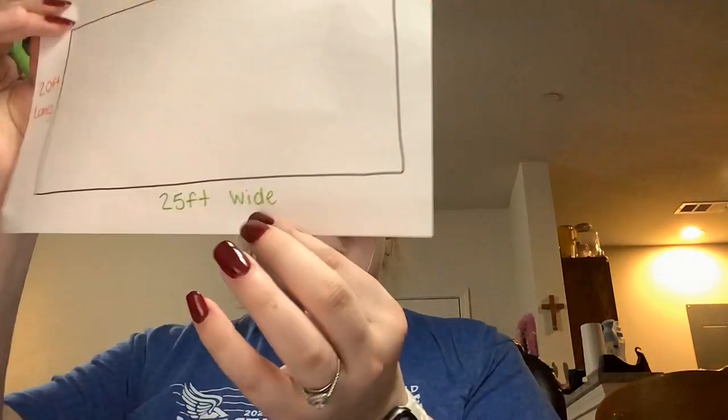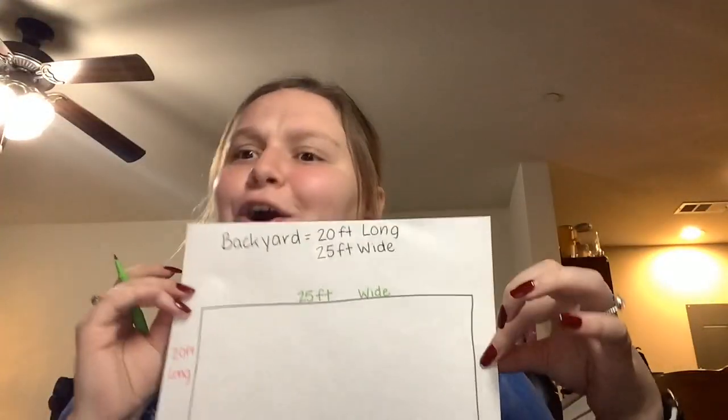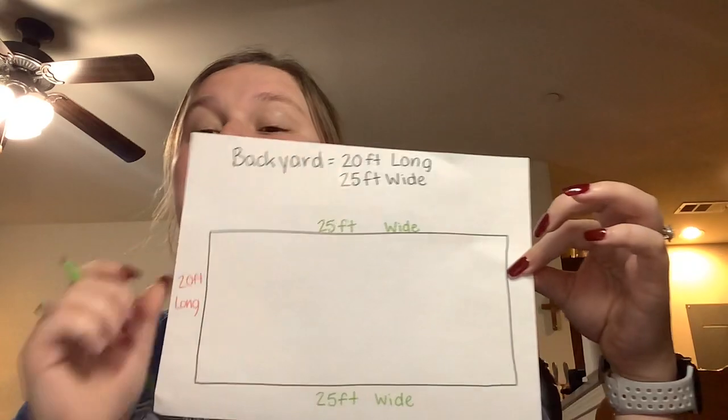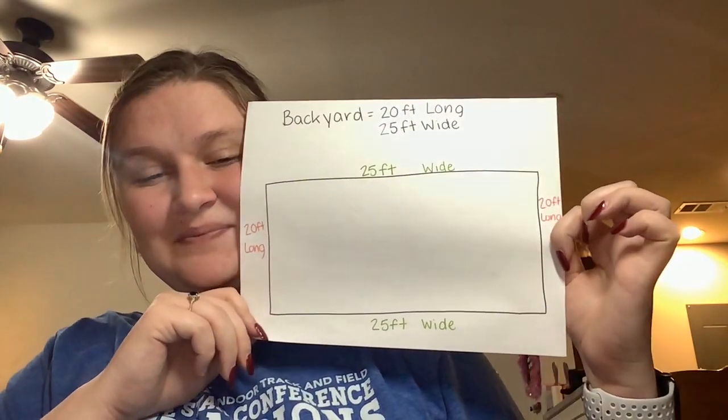So we have 25 feet wide, and I want y'all to go ahead on your own, figure out what this number is gonna be. And is that side wide or long? So what did y'all put it as? 20 feet long. That's great, guys. Why did we put it as long? Because it was opposite of the other side that was 20 feet long, right? So our paper should look like this.